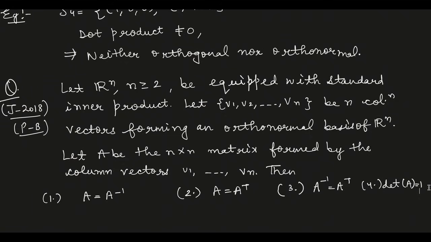Third option, A transpose equal to A inverse. Reason? Every orthonormal set is orthogonal also. So for the orthogonality property, A transpose is equal to A inverse. Or you can say like this, that A is an n cross n matrix formed by the column vectors v1, v2 up to vn, and these vectors were orthonormal. So in short, A is an orthogonal matrix only. So that's why option 3 is correct.